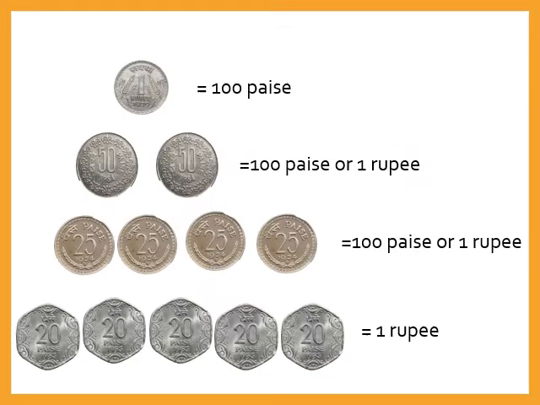Now let's learn the value of these coins. 1 rupee coin is equal to 100 paise. 2 50 paise coins are equal to 100 paise or 1 rupee. 4 25 paise coins are equal to 100 paise or 1 rupee. 5 20 paise coins are equal to 1 rupee.